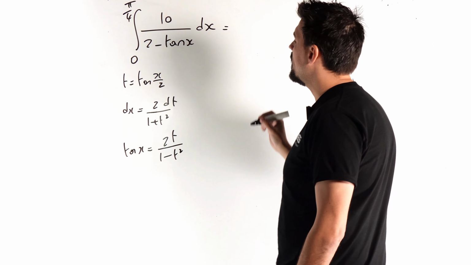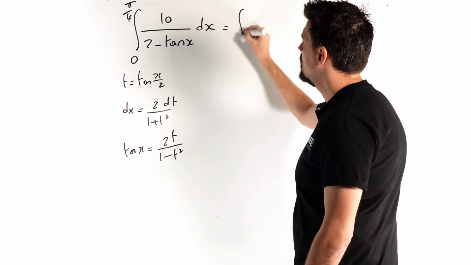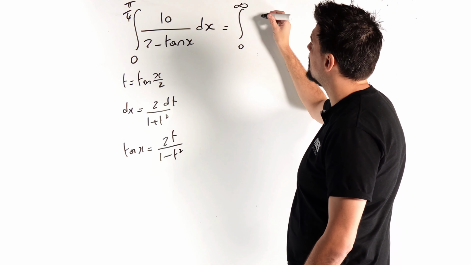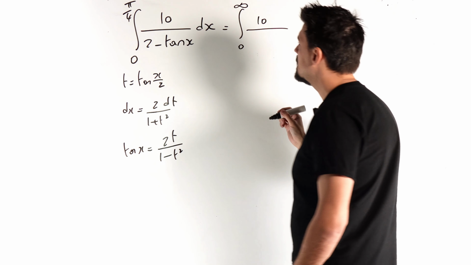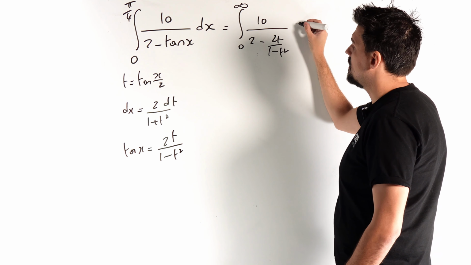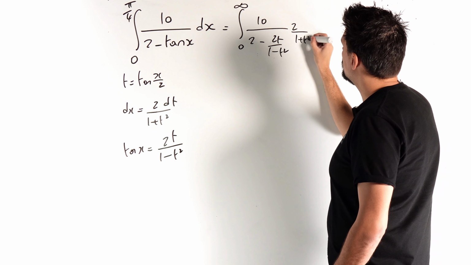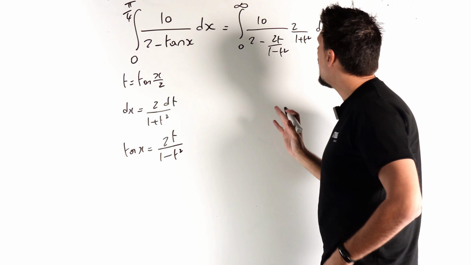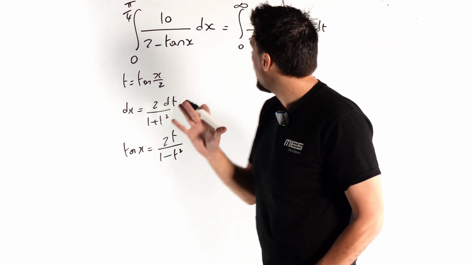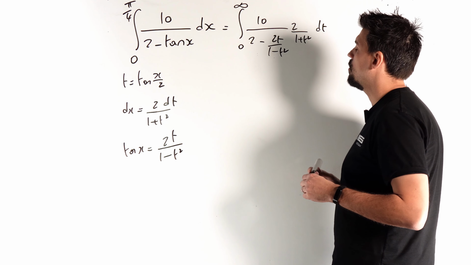So my integral then becomes, when x is 0, I get t is 0. When x is pi over 4, I get tan of pi over 2, which is infinity. Now that's already ringing alarm bells. And we end up with 2 minus 2t over 1 minus t squared times 2 over 1 plus t squared dt. And at this point, I'm not so happy about what's going on.